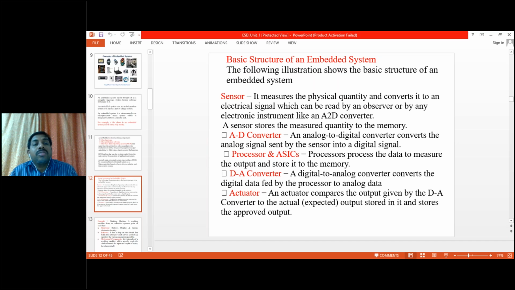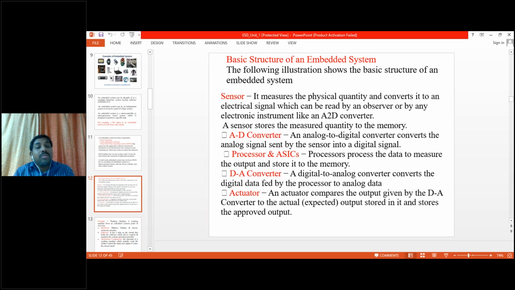So all embedded systems will have some sensors. The sensor's purpose is to detect the input and convert it into an electrical signal. This electrical signal is an analog one. We have to convert it into a digital one because our present processors are digital processors, ASICs or PLDs. Whatever logic we are using, DSPs, anything, depending upon the embedded system design, you can use a complex processor or a small processor. This processor requires the data in digital form, so you have to convert your analog data to digital data.